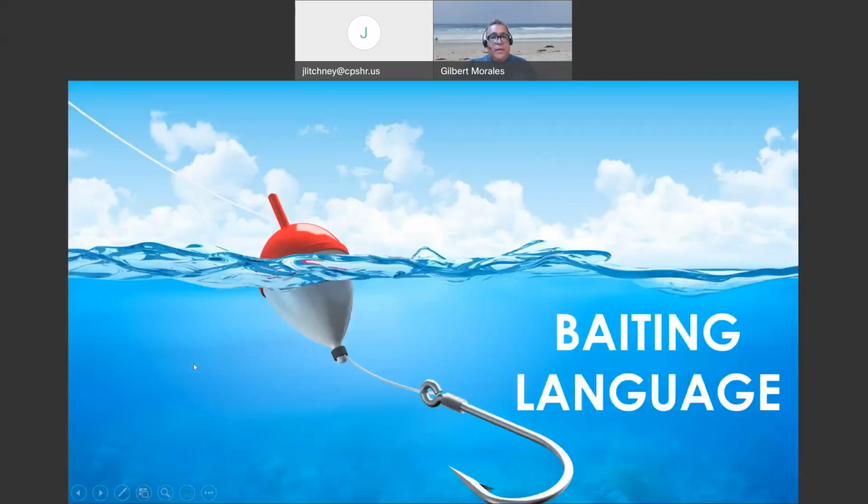Now, step number two, baiting language. When people are engaged in conflict, and especially when there's emotion involved, you will find people will utilize language and say things that they would not have when they are not angry.